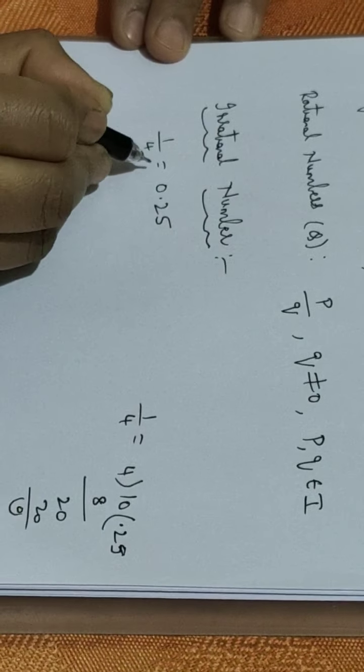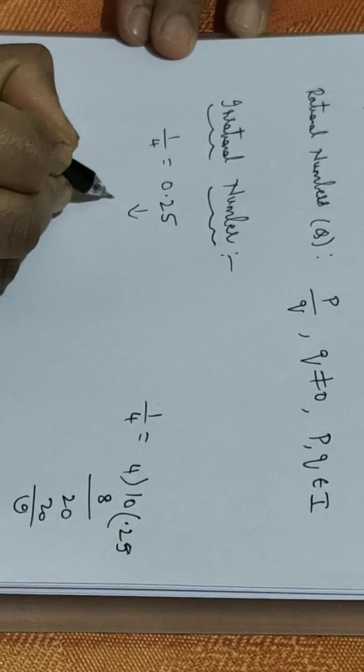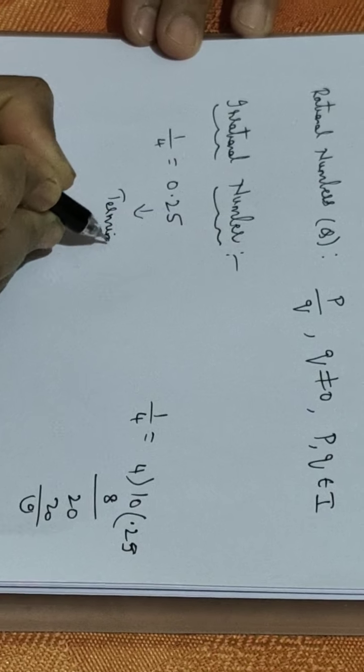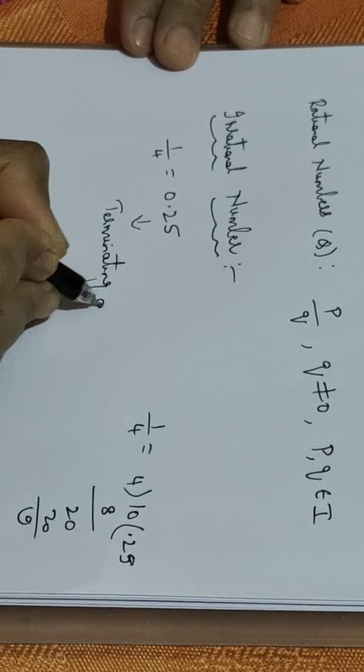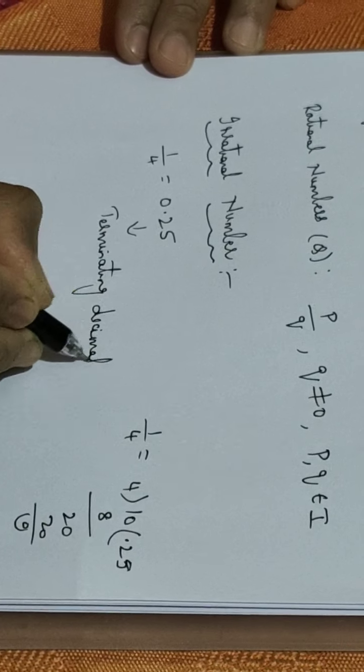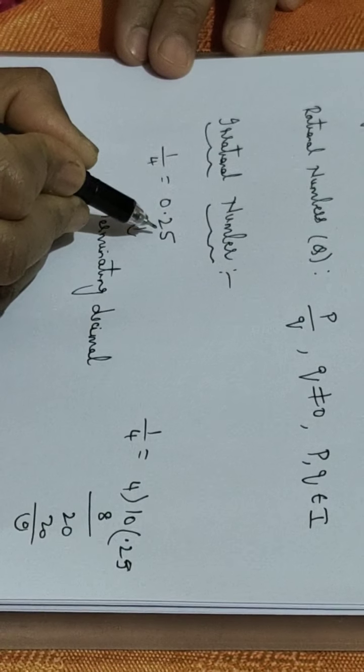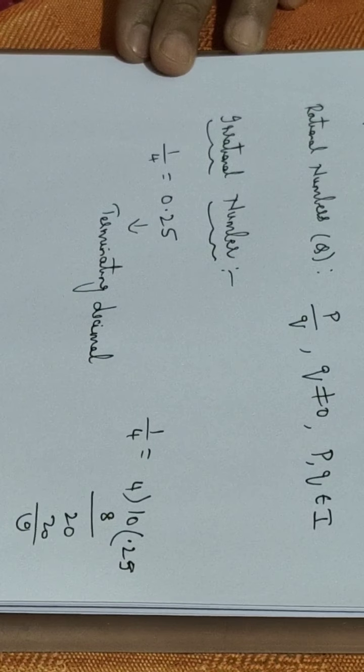This 0.25 is called a terminating decimal, because here 1 by 4 is 0.25. It is stopping here. So it is called a terminating decimal.